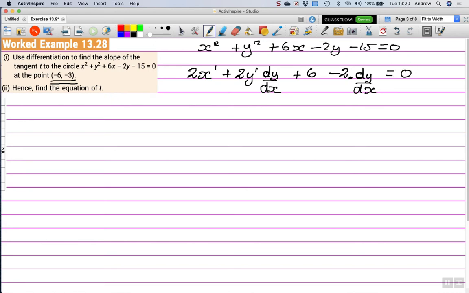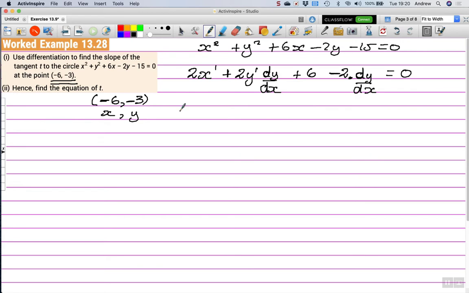Now once again, you must read the question in order to save yourself an awful lot of work. And the question specifically asks you to find the slope at the point minus 6, minus 3. So you do not have to rearrange this equation. You just have to work out the value for dy/dx. So we know the point is minus 6, minus 3, so the point is also x, y.